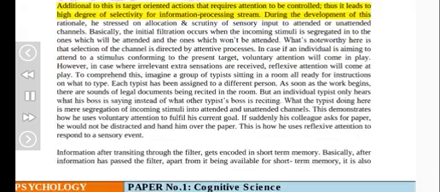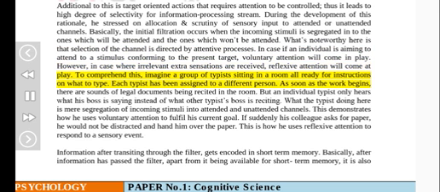Additional to this, target-oriented actions require attention to be controlled, thus leading to a high degree of selectivity for the information processing stream. During the development of this rationale, he stressed the allocation and scrutiny of sensory input to attended or unattended channels. Basically, the initial filtration occurs when the incoming stimuli are segregated into the ones which will be attended and the ones which won't be attended. What's noteworthy here is that selection of the channel is directed by attentive processes. If an individual is aiming to attend to a stimulus conforming to the present target, voluntary attention will come into play. However, where irrelevant extra sensations are received, reflexive attention will come into play.